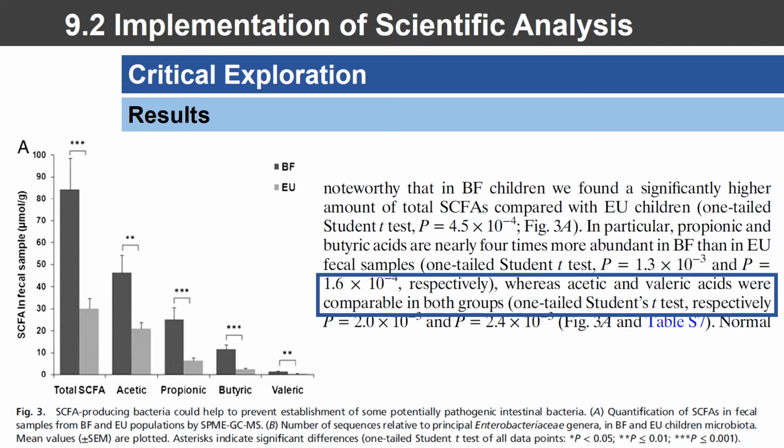In particular, propionic acid and butyric acids are nearly 4 times more abundant in BF than in EU fecal samples, whereas acetic and valeric acids were comparable in both groups. That word comparable suggests that they're the same and that they wouldn't be significantly different. However, if you look at the graph for both acetic and valeric, you do see that the diet groups are differentiated by asterisks that indicate statistical significance. So this actually doesn't quite line up, and this would be an experimental critique related to the results as written.